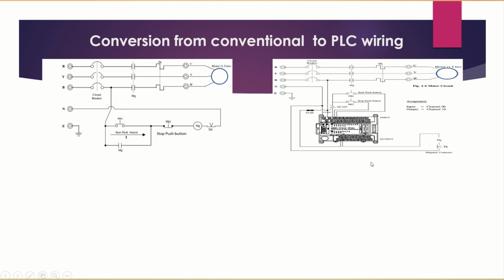Now, similar to the conventional wiring, the output is also the magnetic contactor coil connected to the thermal overload relay. Here in the PLC wiring, the contact for the overload relay is in series wiring from the magnetic contactor coil.